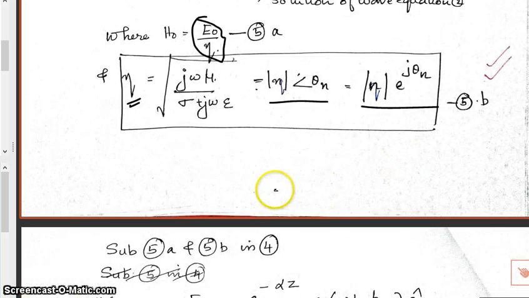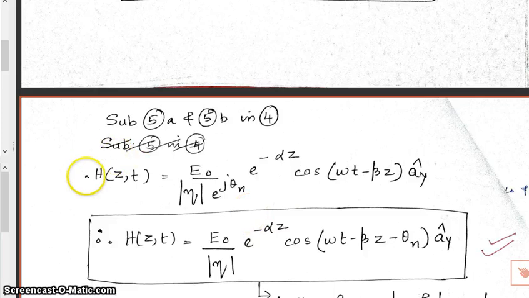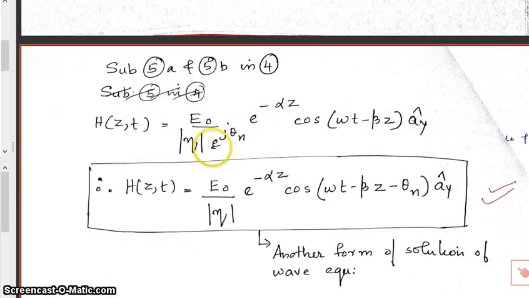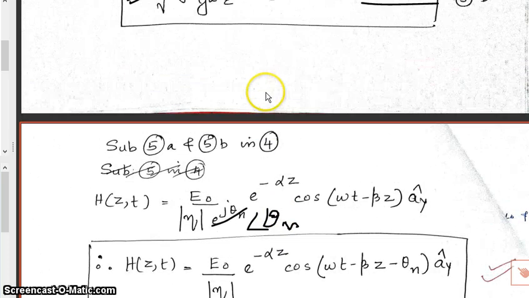So finally the expression will look like this: H(z,t) = E0/|η| e^(-jθn) e^(-αz) cos(ωt-βz) ay. So if I am substituting, instead of e^(jθn), I can write η angle θn, right? So if I am substituting, instead of e^(jθ), angle θn, okay, that is this one.